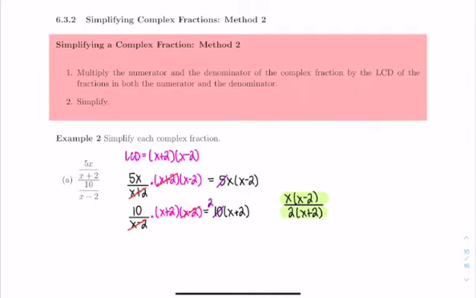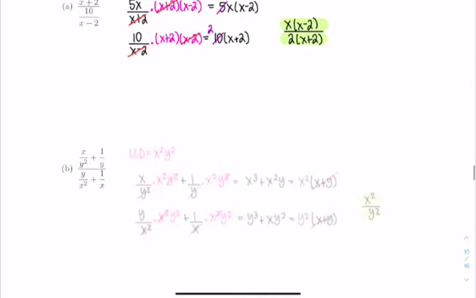And let's go ahead and try one more. This is the same one as we did with method number 1, but we're just going to do it with method number 2 now, so you can compare the procedures. So we want to find the LCD of the entire complex fraction. With the previous method, we found the LCD of the top and the LCD of the bottom, but we just want to combine those together, and the LCD of the entire complex fraction is x squared y squared. So we're going to multiply the top and bottom by x squared y squared.